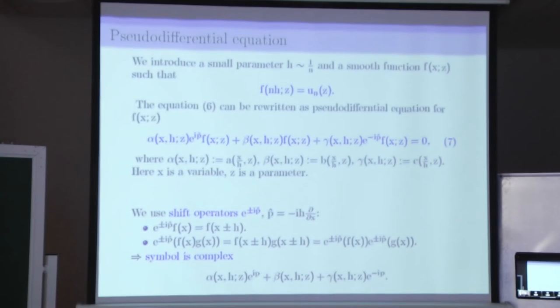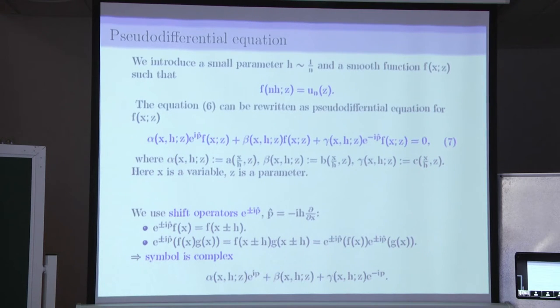So after that, we can rewrite our difference equation as a pseudo-differential equation. Here it is shift operators. They shift the argument. So if we restrict such function to the lattice, we obtain u_{n+1}. If we restrict such function to a lattice, we obtain u_{n-1}. And so if we restrict this equation to a lattice, we obtain our difference equation. But now we have a continuous problem, a pseudo-differential equation. Here x is a continuous variable, and it corresponds to the original number n. z is a parameter of the new problem, and corresponds to the original variable z of the original problem.